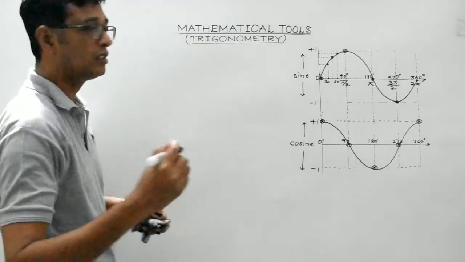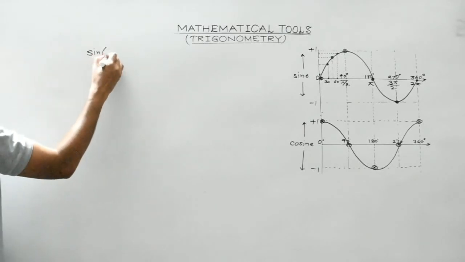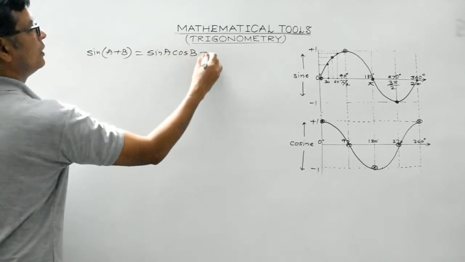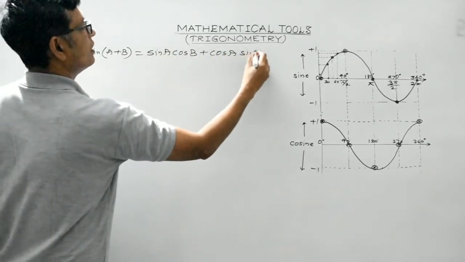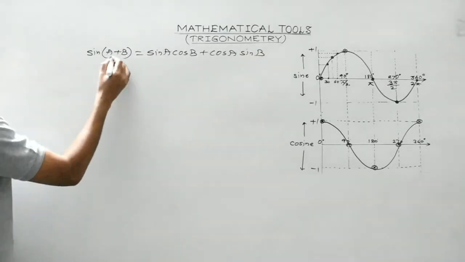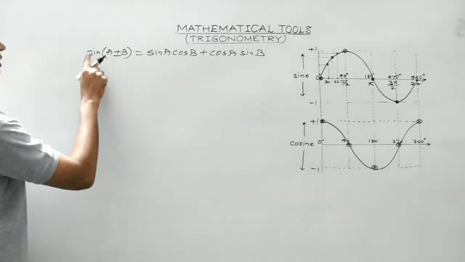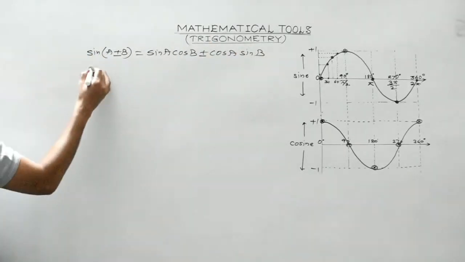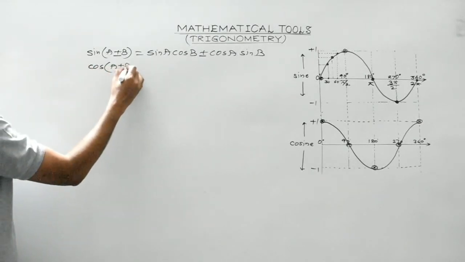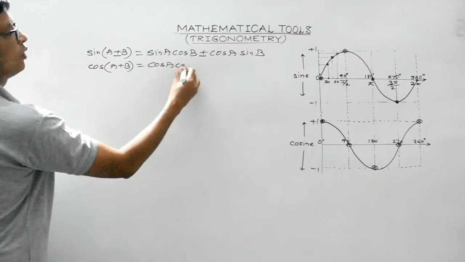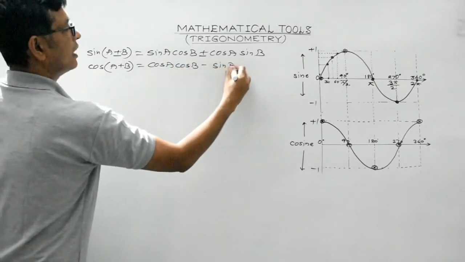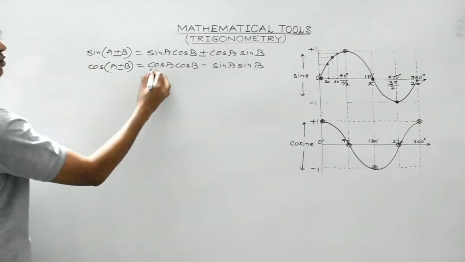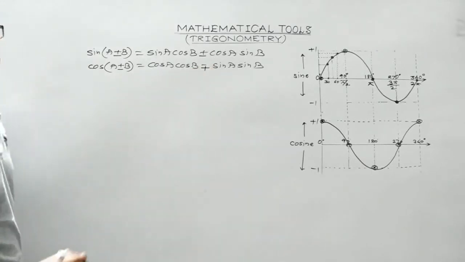So, there are some other formulas. Let's discuss them. The first formula is sine A plus B. It is sine A cos B plus cos A sine B. In case it is negative, sine A minus B is sine A cos B minus cos A sine B. For the cosine function, cos A plus B is cos A cos B minus sine A sine B. In case it is cos A minus B, then it is cos A cos B plus sine A sine B.